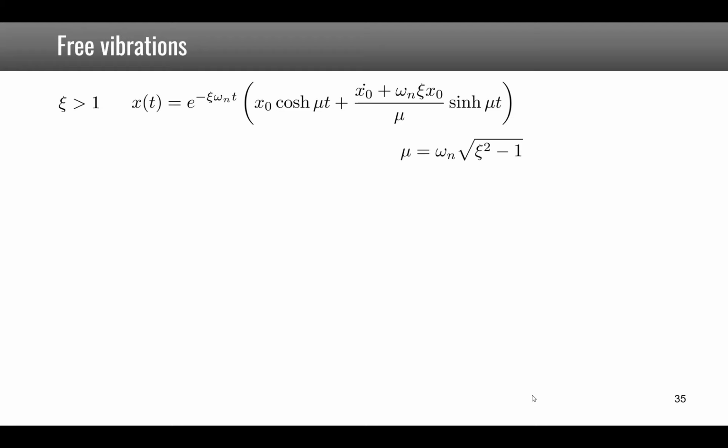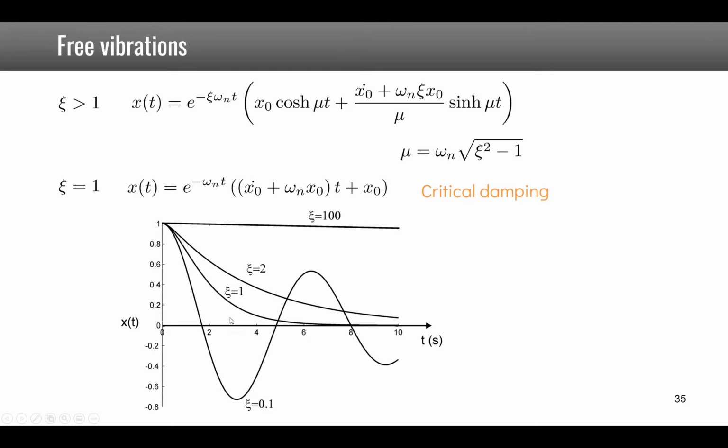Now, if psi is bigger than 1, then the expression is different. And if psi is equal to 1, it is also different. And it is actually called critical damping. But let's look at what it means in terms of response. So if you give an initial displacement and you have psi is 10%, then you see that you will have oscillations. Note that after one oscillation, the amplitude is reduced by about half.